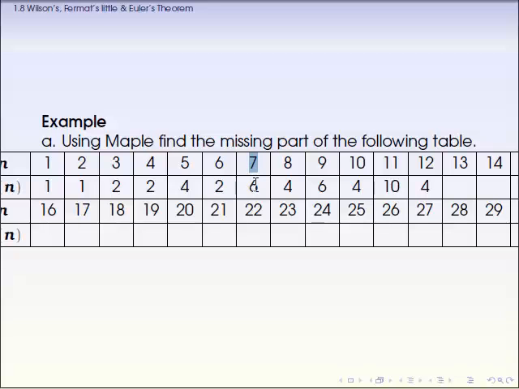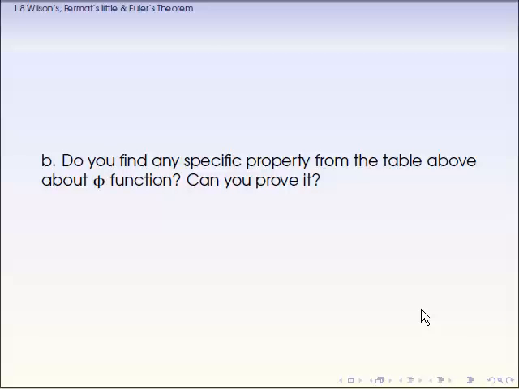Phi of 7 should be 6 because all numbers 1 through 6 are relatively prime with 7. How about 8? Among 1 through 8, there are 1, 3, 5, 7. There are 4 integers that are relatively prime with 8. You can see that, right? So please try to find the values up to this much, up to 30, actually. So we can do that.